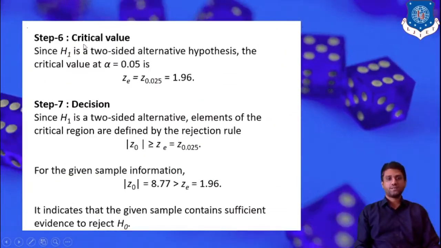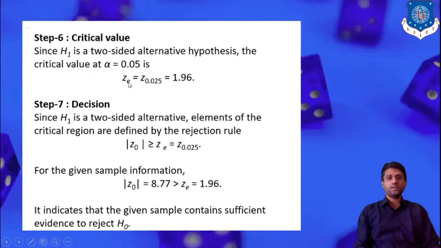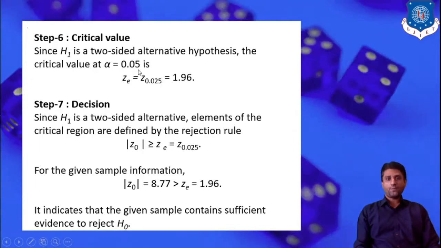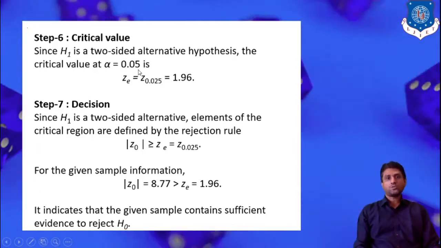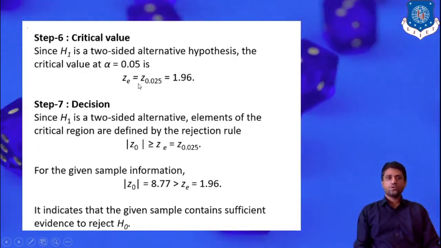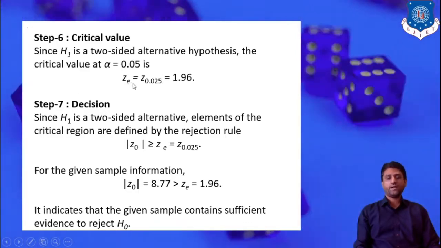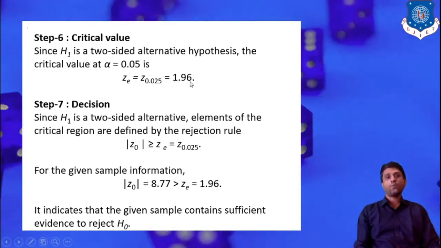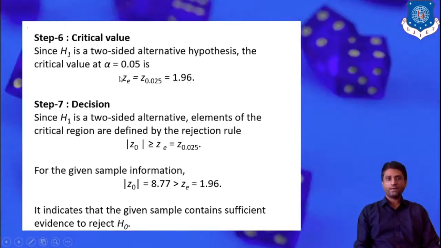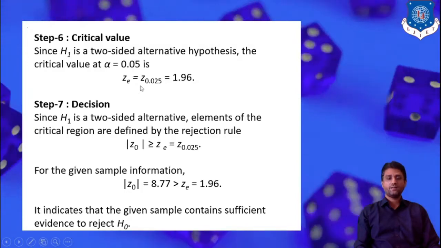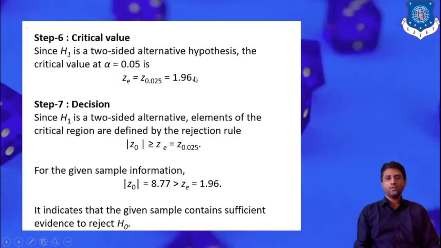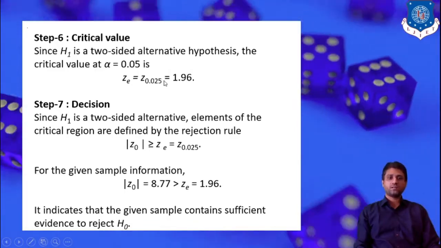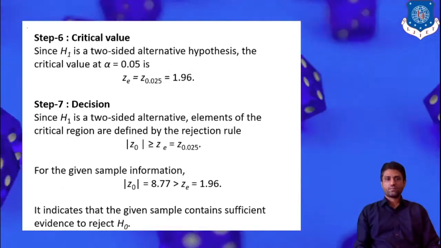Now step number 6: the critical value, that is, we have to consider the experimental Z value. Here we consider the 5% level of significance and also a two-sided test. So we write down the critical value: the Z experimental value is 1.96. I will repeat again: if you have any query regarding how we can write down this Z value, I suggest you go through the lecture on level of significance.